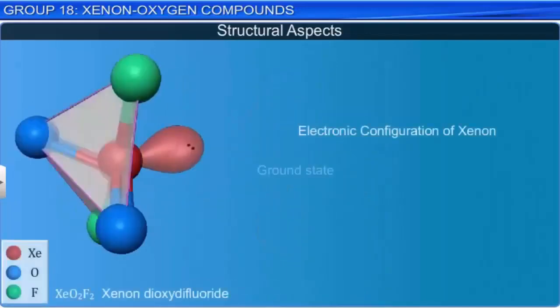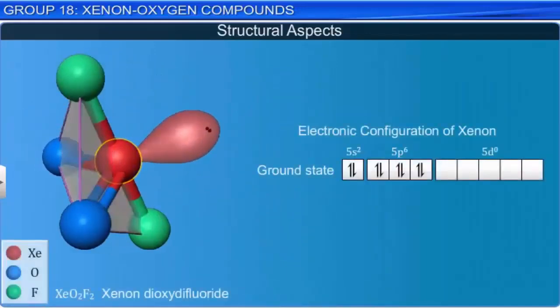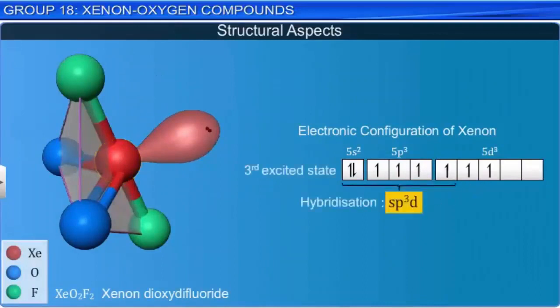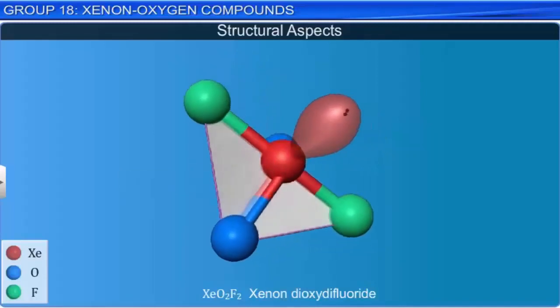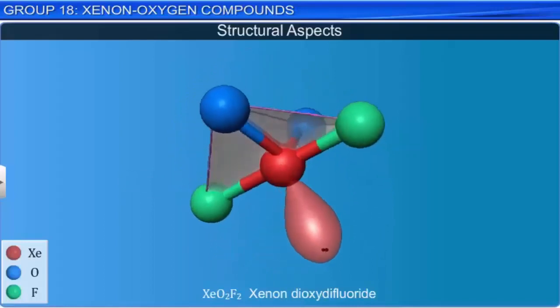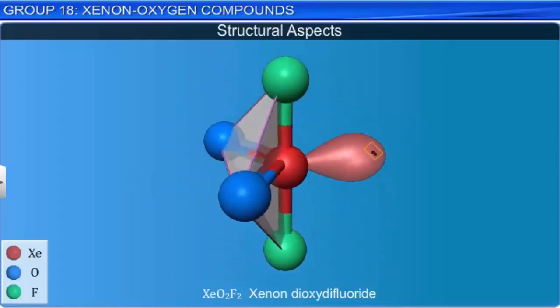The central atom in xenon dioxydifluoride undergoes sp3d hybridization. Xenon dioxydifluoride has 7 electron pairs. Of these, 6 are bond pairs and 1 is a lone pair. Note that there are 2 d-pi-p-pi bonds in the molecule. The structure of xenon dioxydifluoride is seesaw owing to the presence of a lone pair of electrons on the central xenon atom, as shown here.